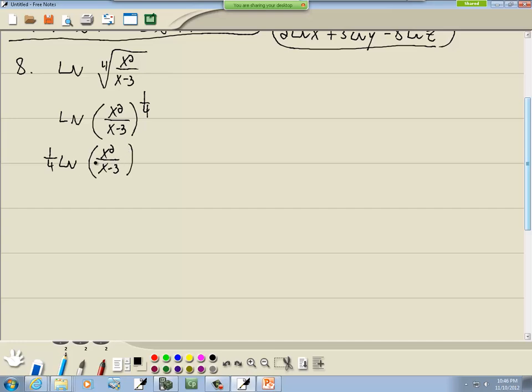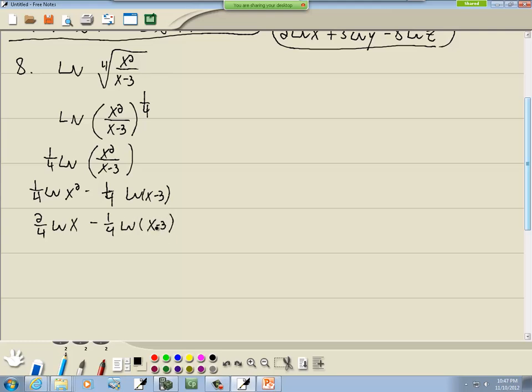Now as we rewrite the log from here on out, we have to keep the 1/4 out in front of all of our logs. Now the main thing happening inside the parentheses is division. Well, division becomes subtraction. So we've got 1/4 ln of x squared minus 1/4 ln of x minus 3. Well, looking at my first log here, I've got a second power, so I can put that out in front. So we've got 2/4 natural log of x minus 1/4 natural log of x minus 3.